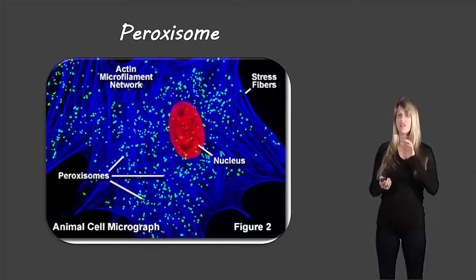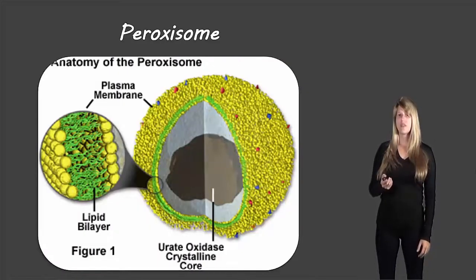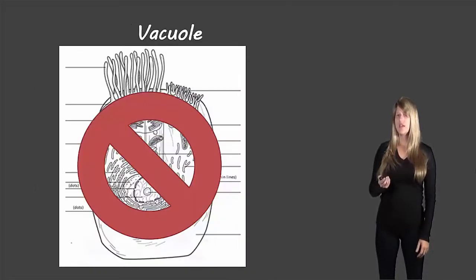So here we can see all the different peroxisomes spread throughout this cell. And you can see with a close-up view, it looks very similar to the lysosome. There's just a different chemical inside, urate oxidase, which, instead of the hydrolytic crystals, helps with the energy metabolism. The next one we'll look at is the vacuole.